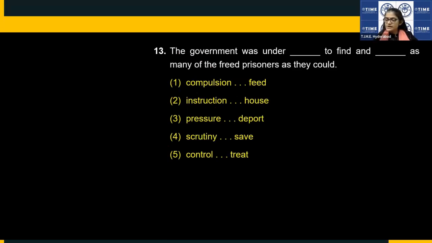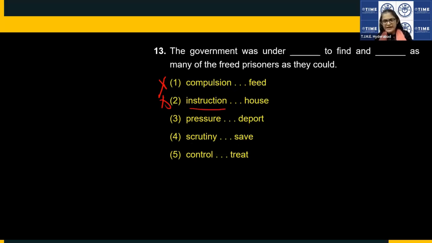The government was under dash to find and dash as many of the freed prisoners as they could. Okay. The government was under compulsion, okay, to find and feed as many of the freed prisoners as they could. Is it the government's job to feed free prisoners? No. Under instruction, you don't say under instruction, you only say instructed to. And to house as many of the freed prisoners doesn't make sense. Anyway, as I said, this is wrong.